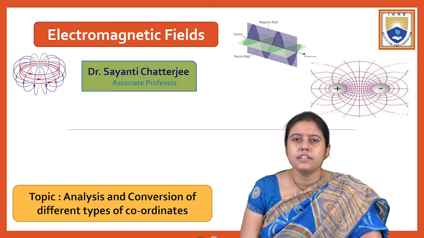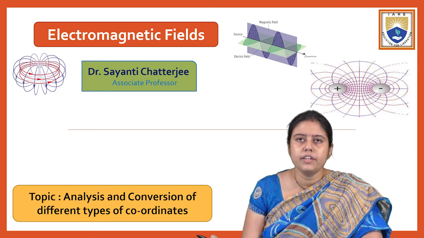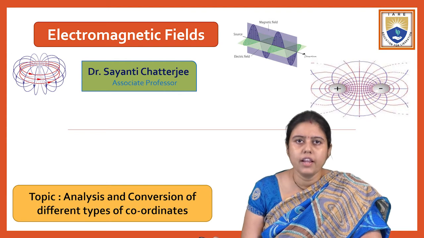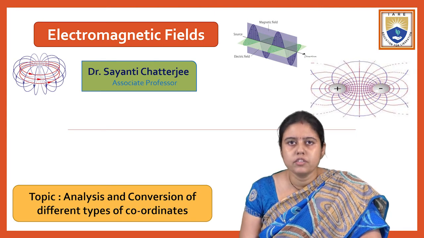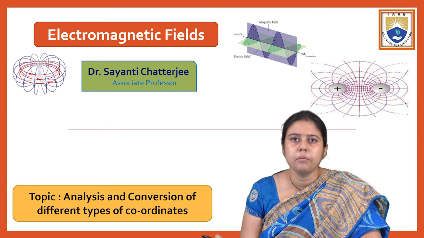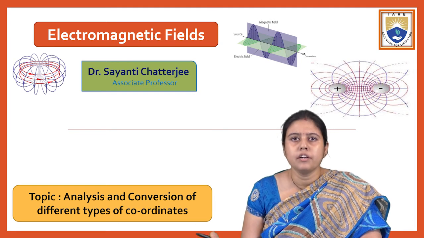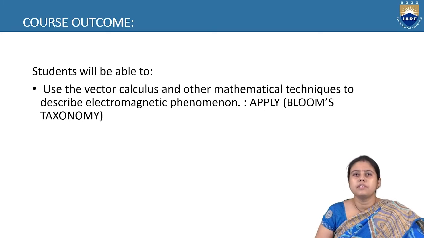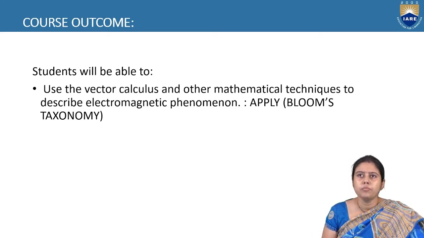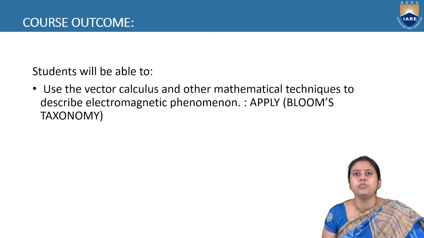Today I am going to start this topic, conversion of different types of coordinates. Today I will tell about the different types of coordinate system and what are the properties of the coordinate system, and lastly I will tell about the conversion from one coordinate system to another. According to our CO, this also comes under Bloom's taxonomy level apply, and we will use vector calculus and other mathematical techniques, and it will be helpful to describe electromagnetic phenomena. So let's start the coordinate system.